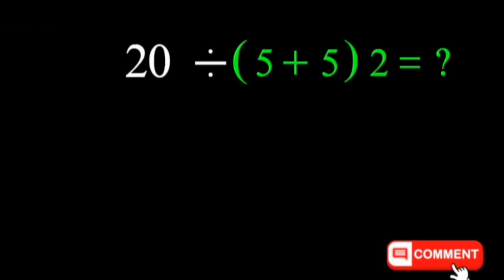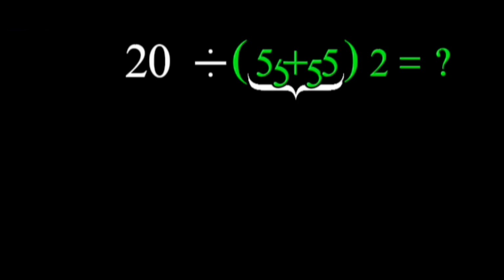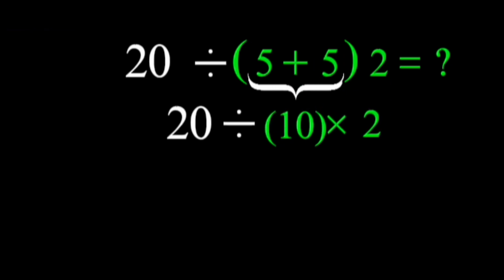The expression is 20 divided by (5 plus 5) multiplied by 2. According to PEMDAS, we first calculate inside the parentheses. 5 plus 5 gives us 10. The expression then becomes 20 divided by 10 multiplied by 2.